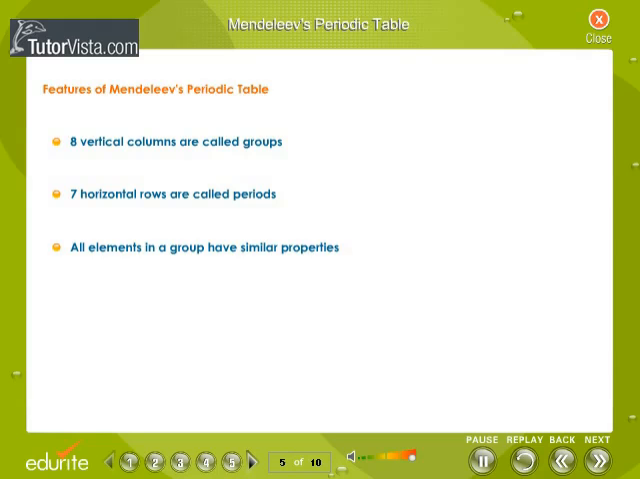Mendeleev's periodic table. Mendeleev arranged the 63 elements in increasing order of atomic masses. He arranged the elements in vertical columns called groups and horizontal rows called periods. There are 8 groups and 7 periods in the Mendeleev's periodic table. The elements in a group have similar properties.